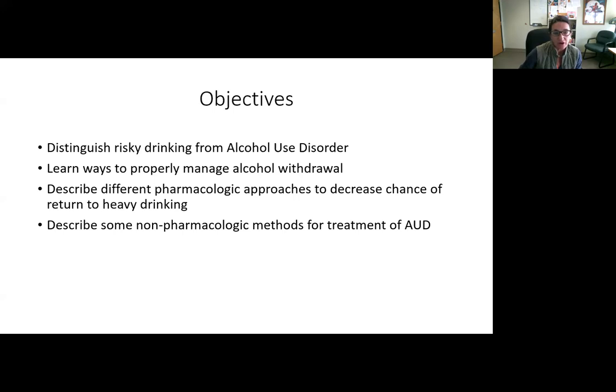The objectives are to distinguish risky drinking from alcohol use disorder, learn how to properly manage withdrawal, and primarily we'll focus on the different pharmacologic approaches to decrease the chance of returning to heavy drinking, and then touch upon, briefly, probably not as much as warranted, some non-pharmacologic methods for the treatment of AUD.